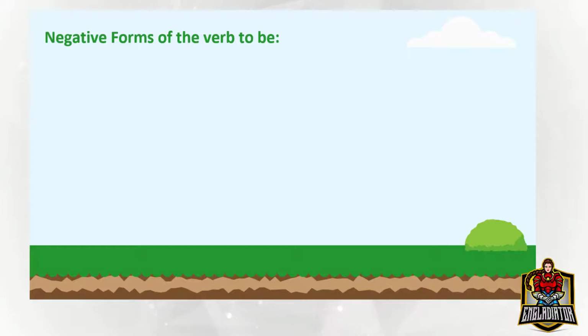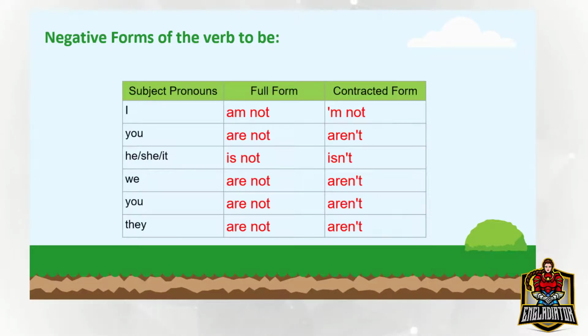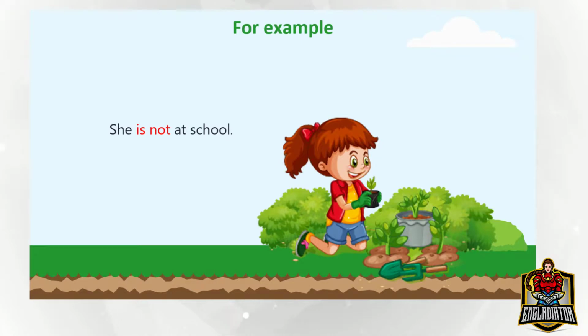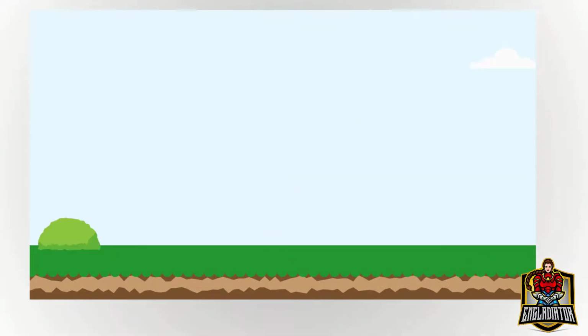The negative forms of the verb to be. In the negative form, we add not after the verb to be. Like, I am not, you are not, we are not, she is not, and so on. As for the contracted form or the short form, we can find that it's different than the full form. For example, I am not, you aren't, we aren't, she isn't, and so on. For example, she's not at school. It isn't my book.